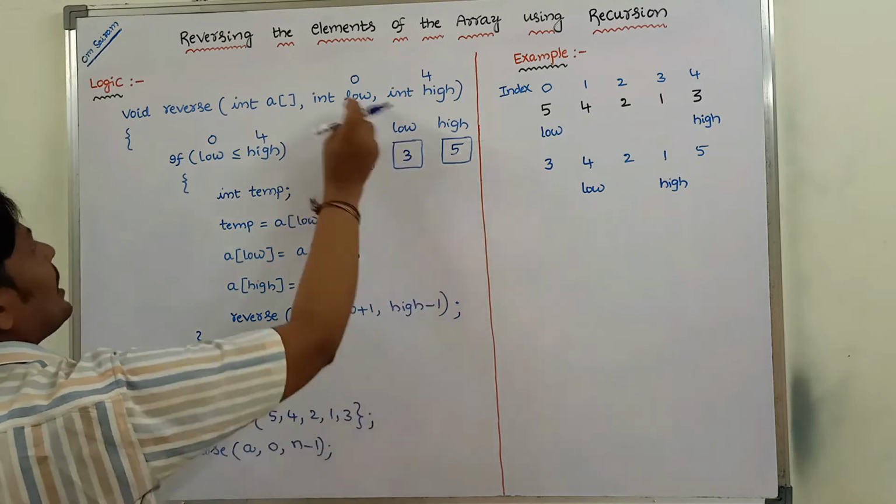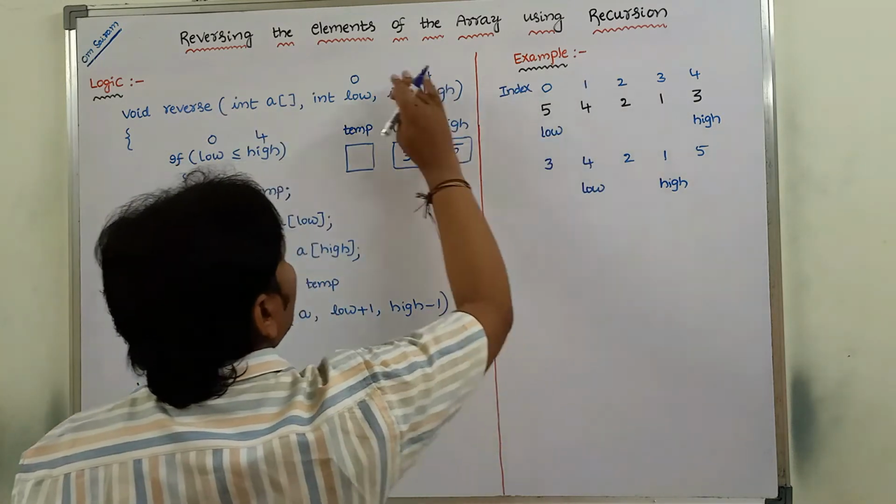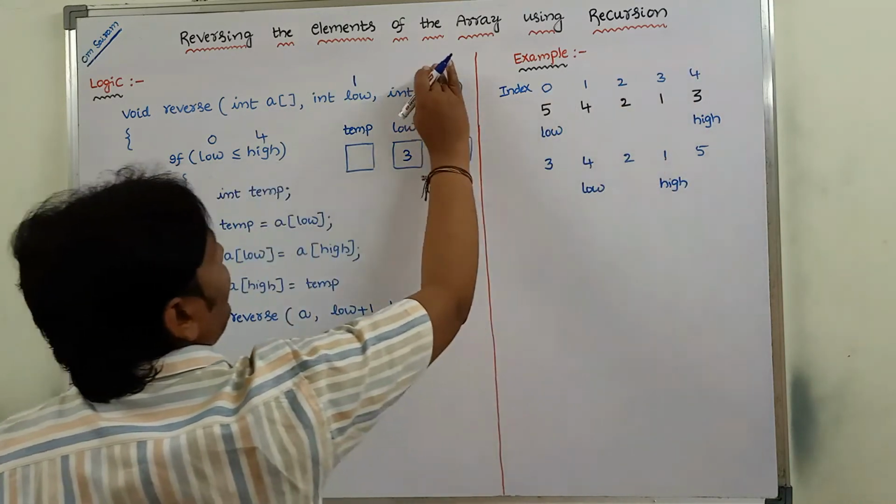After that, again we are calling the same reverse function. Now low value is 1 here. High value is 3 here.